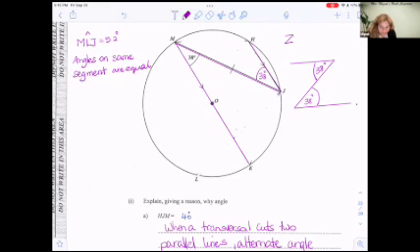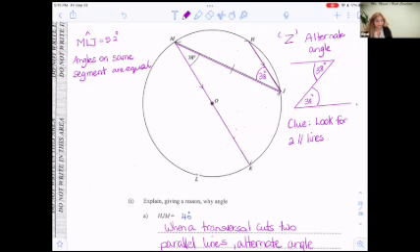Z-shaped angles, write it down, are called alternate angles. And the clue is you look for two parallel lines. All right, are you all finished?